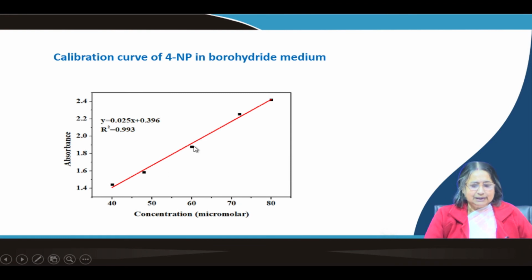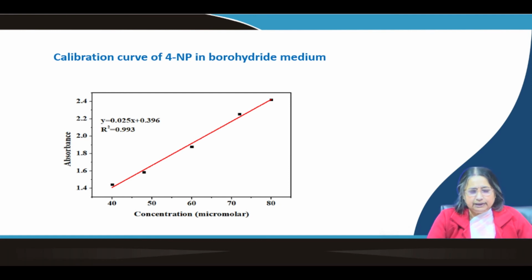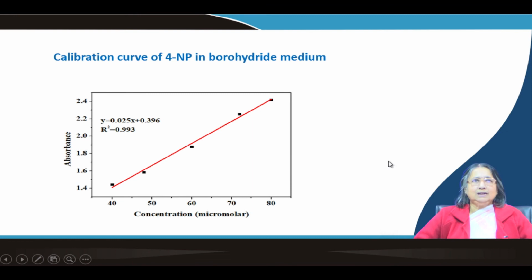This calibration curve is to know the concentration. If we know the absorbance value of an unknown solution, we can easily find out the concentration. So, this is required to know the concentration of the nitrophenolate at different time intervals. We got some data for 4-nitrophenolate at different times after we started the reaction. So, it is under chemical kinetics.